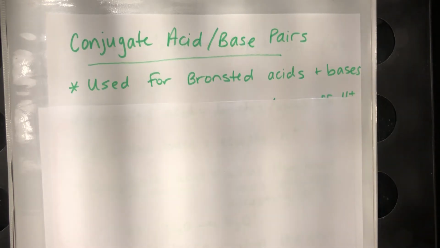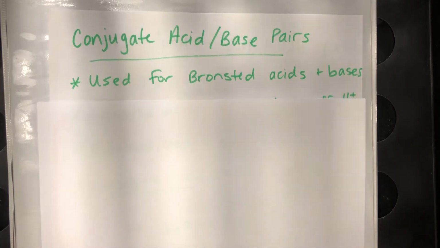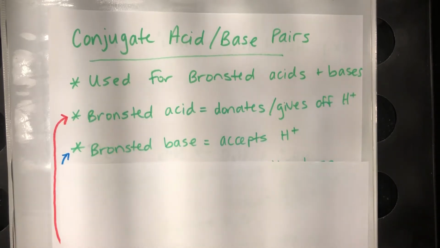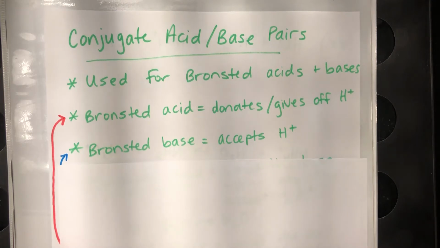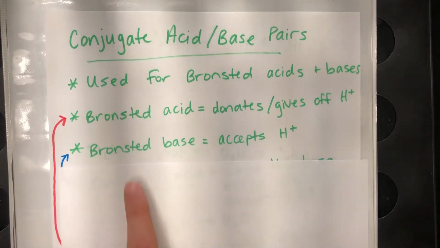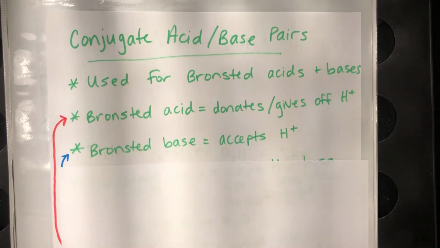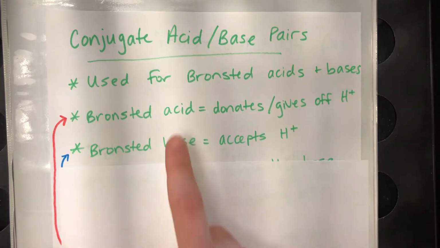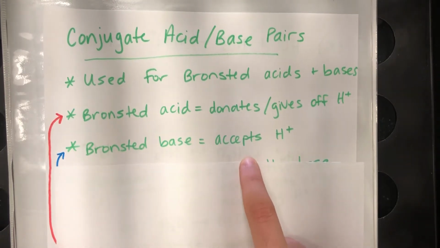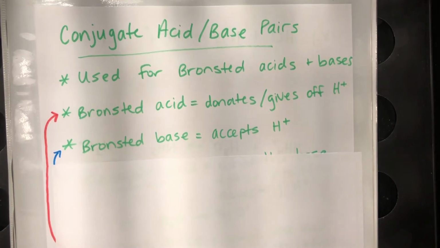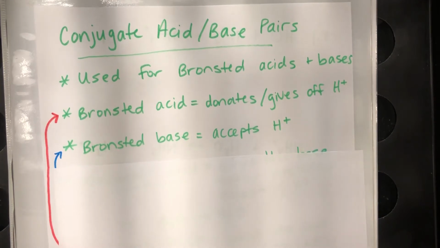So not our typical Arrhenius acid that contain H or our bases that contain OH. These, remember, are the alternate definition for an acid and a base, which we'll review here. So remember, a Bronsted acid is something that donates or gives off an H+, and then a Bronsted base is something that accepts H+, because again, typically the base is something that gives off OH, but Bronsted bases don't contain an OH to give off, so instead they'll do the opposite of what the acid does and accept the hydrogen ion. So the new definitions that we're going to learn today are for conjugate acid and conjugate base.